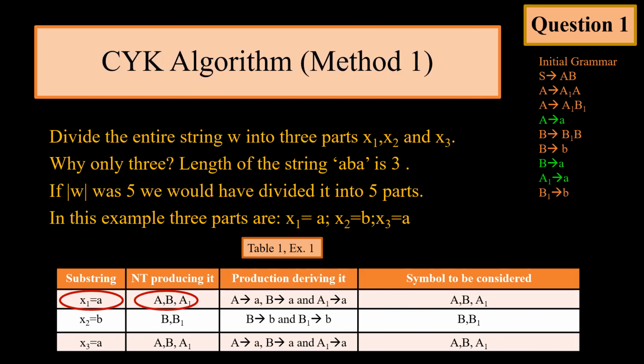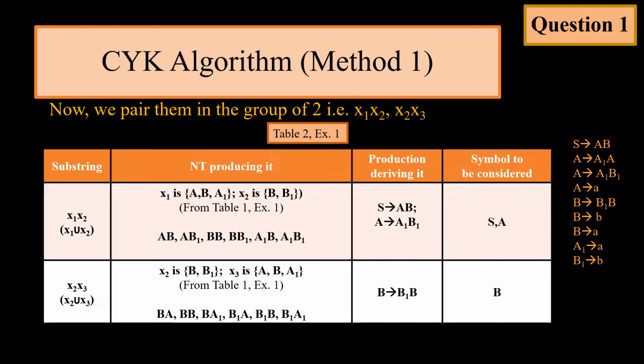Next comes x2. x2 is b. So we will check the grammar corresponding to small b. We have two productions, B and B1. So both productions will be considered. Next we come to x3, which is equal to a. We have already considered a in x1, so the non-terminals producing it remain the same, that is A, B and A1.